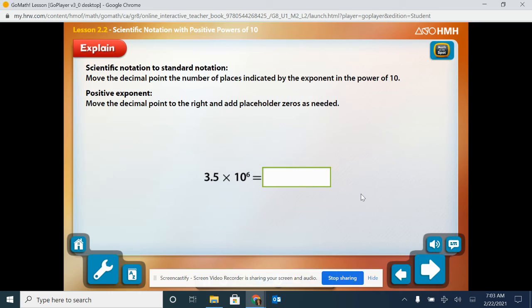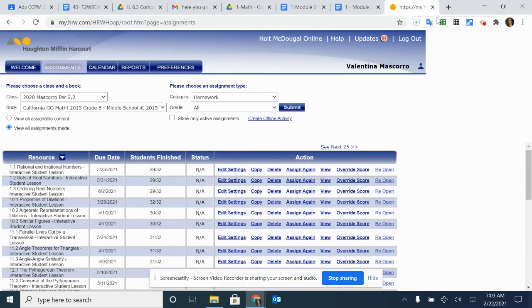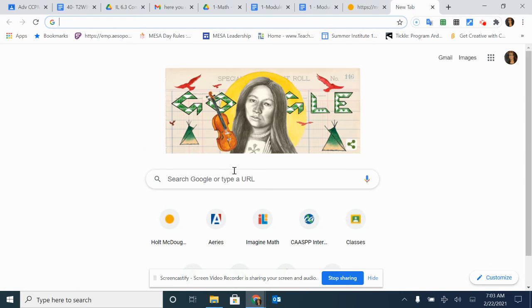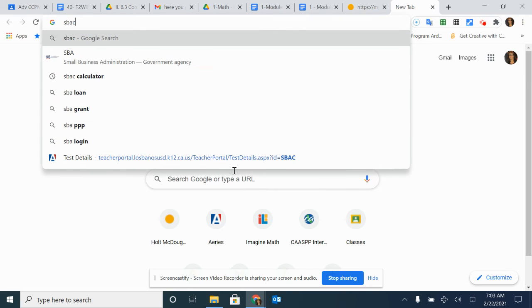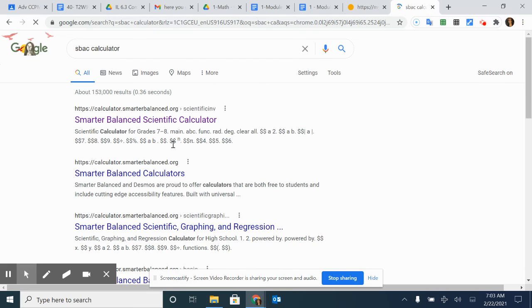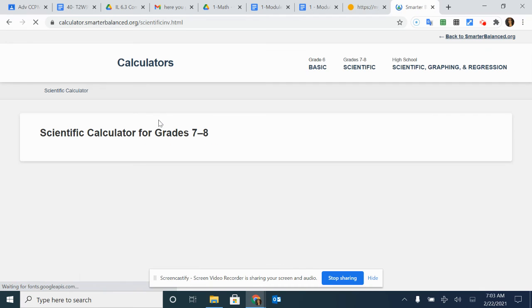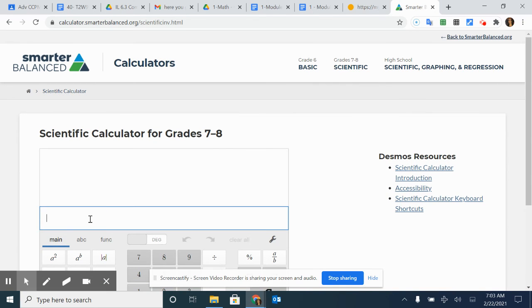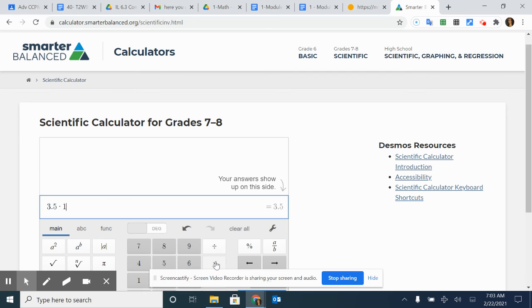Now, express the number 3 and 5/10 times 10 to the 6th power in standard form. So let me show you. If I'm confused, I'm going to go to the scientific calculator, the SBAC calculator. Oh, this is another way of checking. So let me see. Will it let me? What was it? 3.5 times 10 to the 6th power.